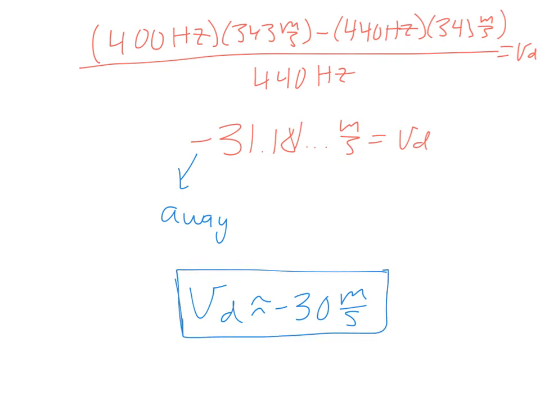So unlike what we've done before where positive or negative meant left or right, positive or negative just tell you how they're moving in relation to each other. So towards or away, it's the biggest thing you have to remember with Doppler effect.